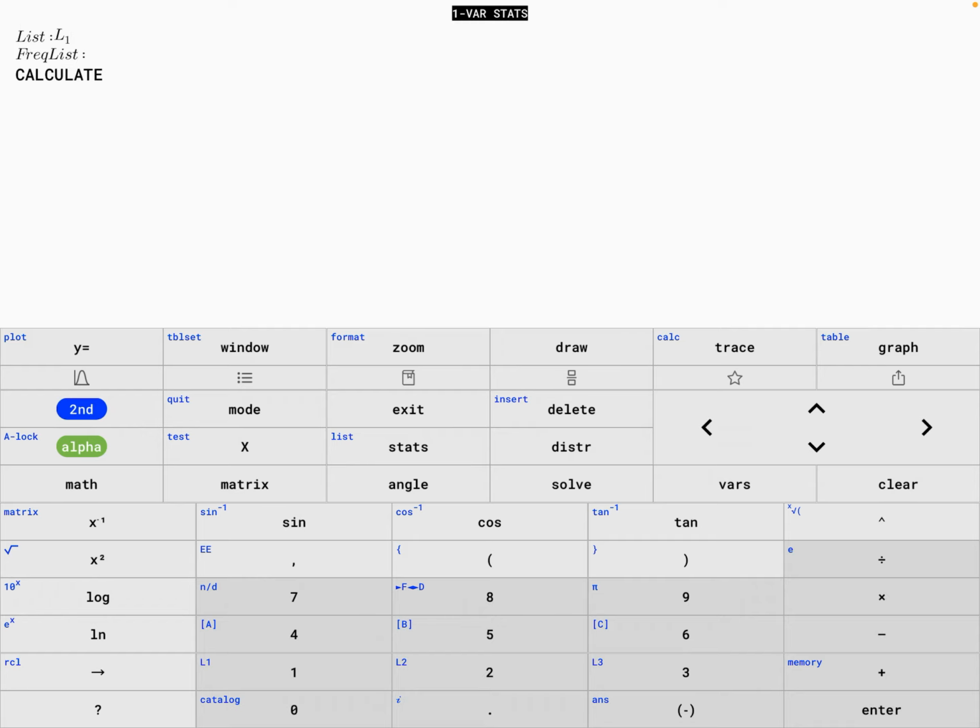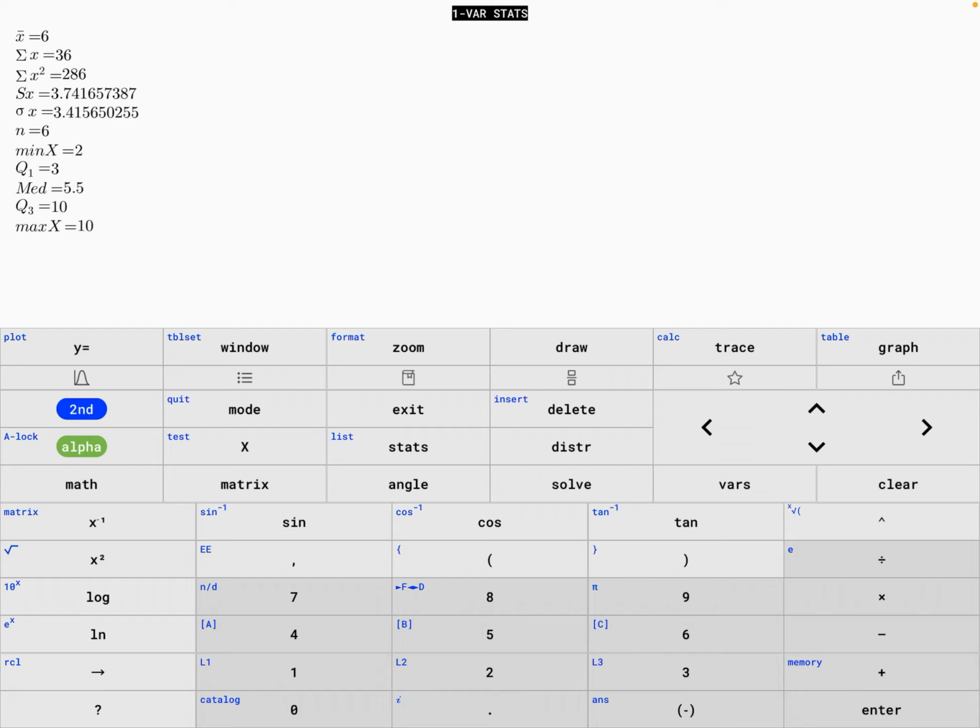And you'll see here, so list 1. So that's why I would enter all my stuff into list 1. I'll show you how to switch to list 2. But if you do everything in list 1, it's not going to matter. You never have to switch what list number. You don't have to have anything where it says FREQ list. So just arrow down to calculate, so it's highlighted, hit enter, and then you have all these options.